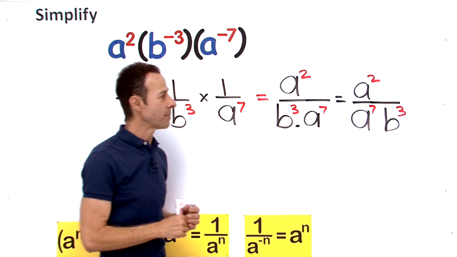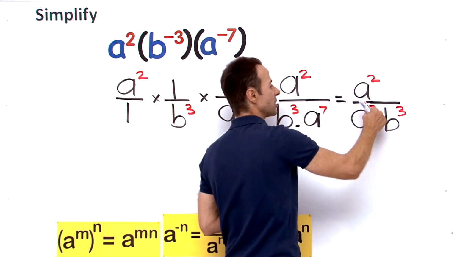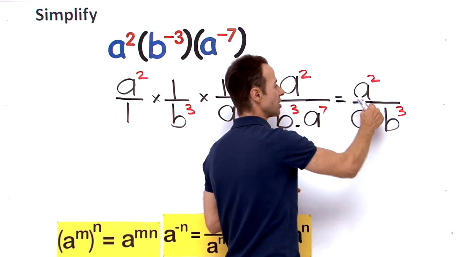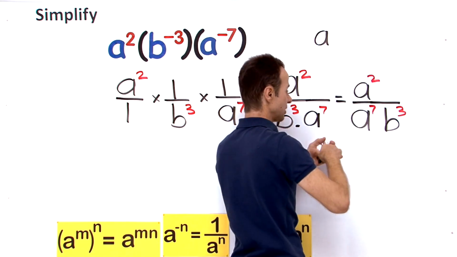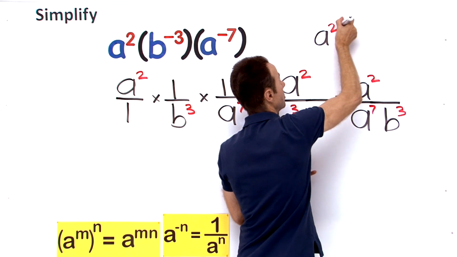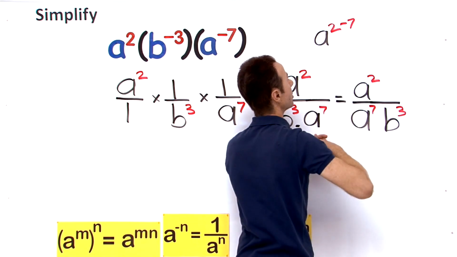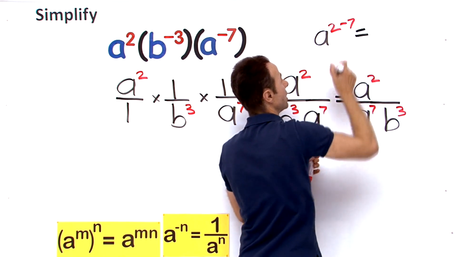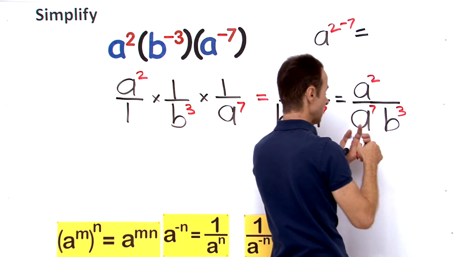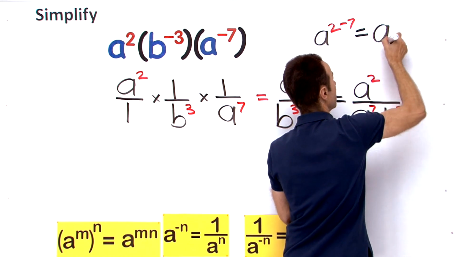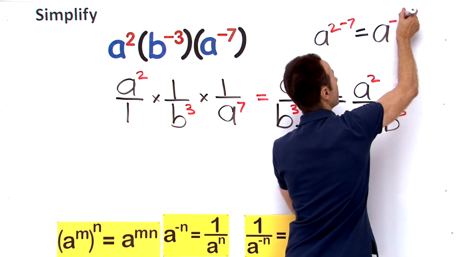Okay, notice the same bases, a and a. Now we can work with these exponents and we can subtract them. So here we got a to the 2 minus 7. What's that going to equal? 2 minus 7, it's always the top minus the bottom. 2 minus 7 is going to give us a negative. So that's going to be a to the negative 5.